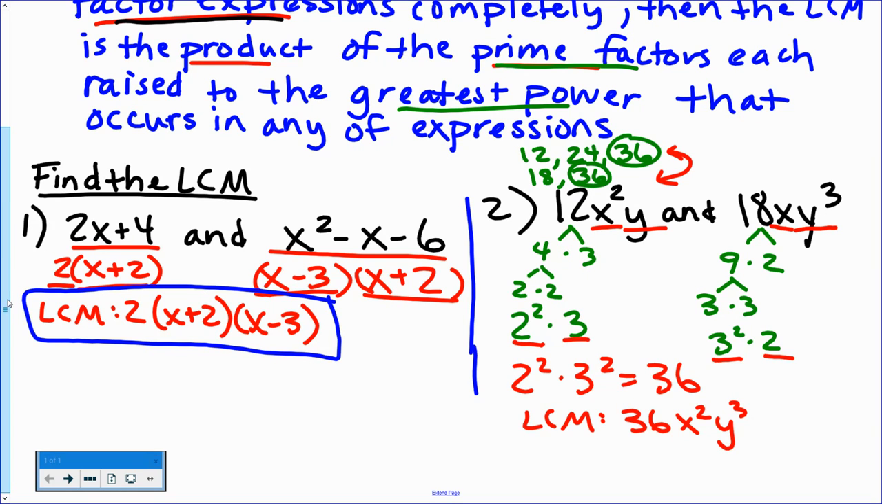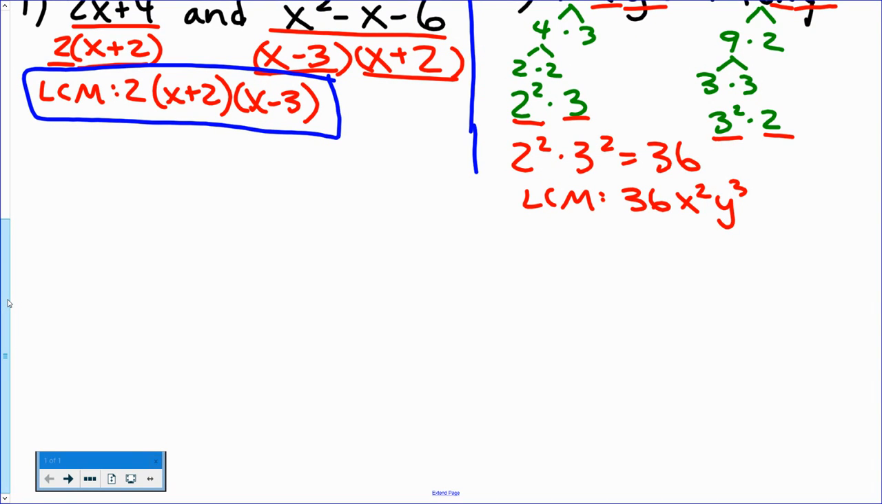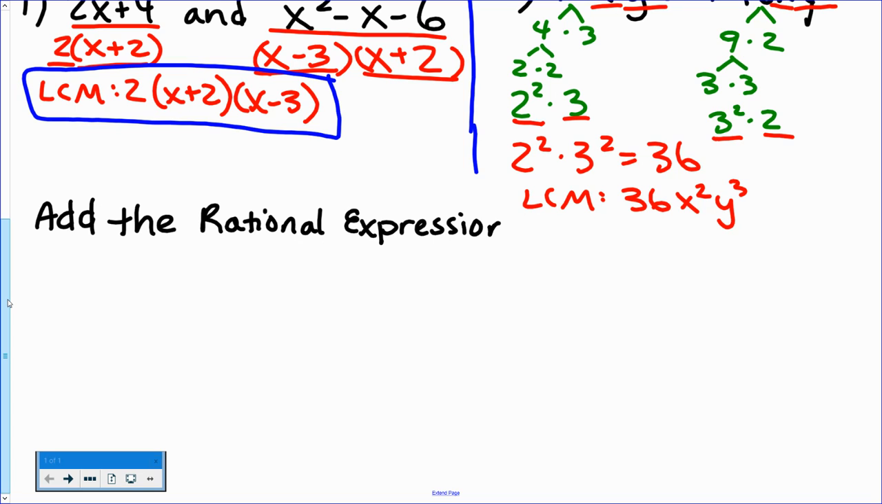And that would be finding the least common multiple. So you'll have some problems where that's all you'll have to do, and then you'll have problems where you'll need to add and subtract. So we're going to get to that. So let's start and we'll add the rational expressions. And also state the restrictions on your variables, just like we did in 8.4.